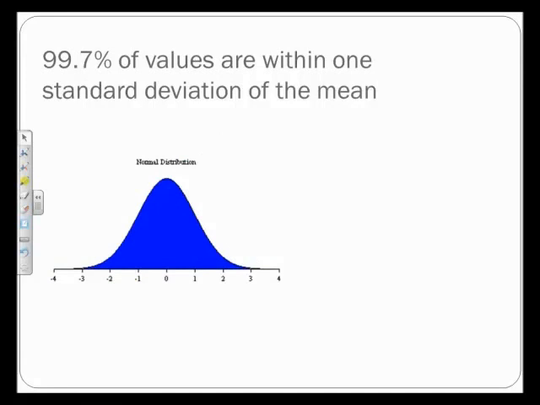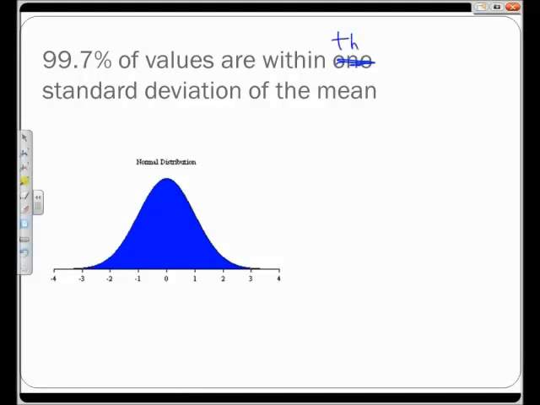99.7% are within, that should be within, 3 standard deviations of the mean. So from here to here, we've got 99.7. In the two tails, we'll then have 0.3%, or 0.003.